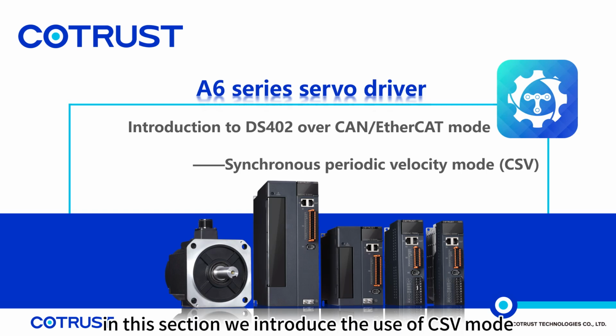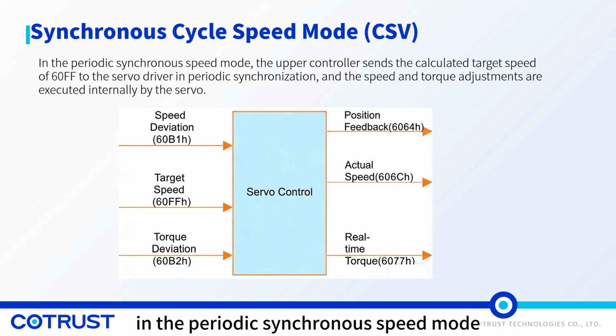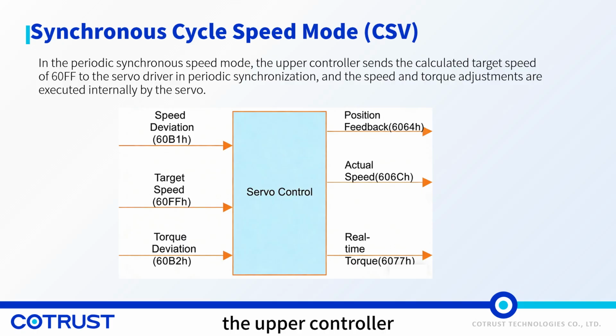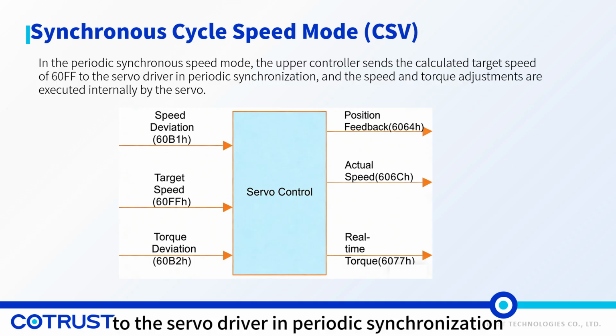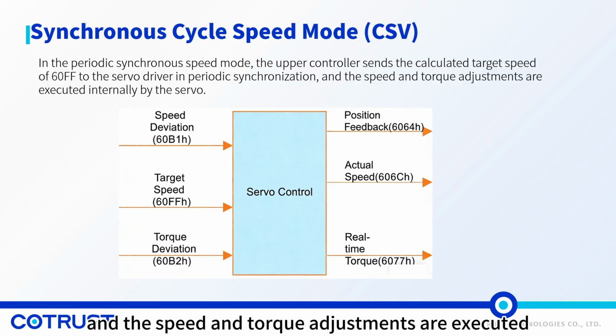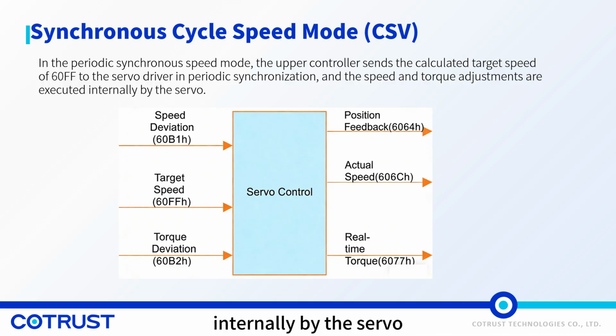In this section, we introduce the use of CSV mode. In the periodic synchronous speed mode, the upper controller sends the calculated target speed of 60 to the servo driver in periodic synchronization, and the speed and torque adjustments are executed internally by the servo.